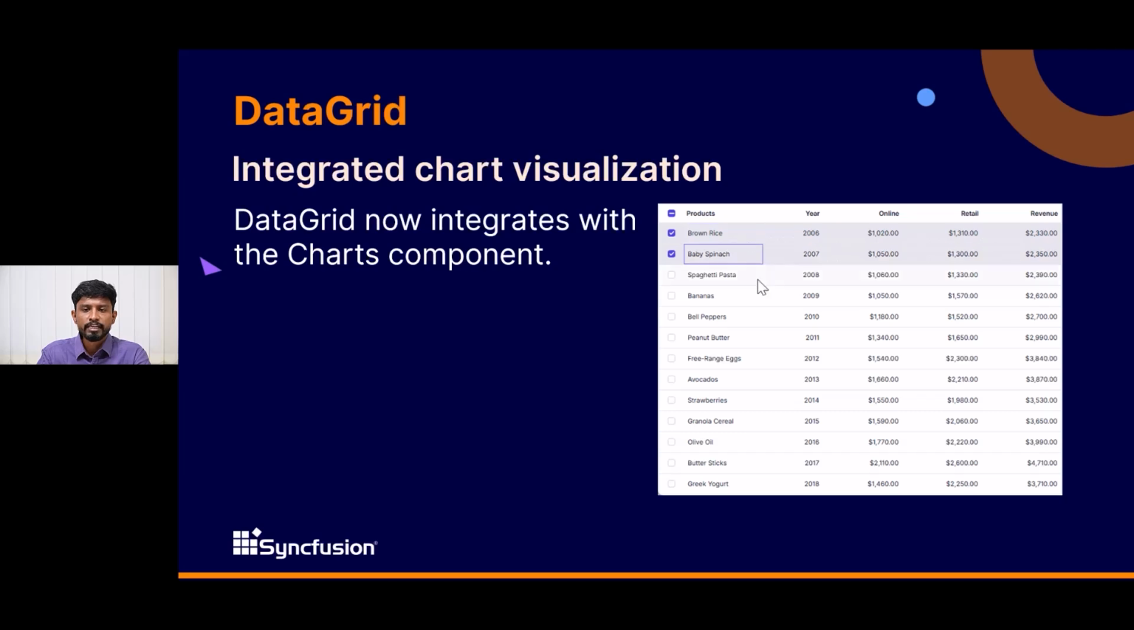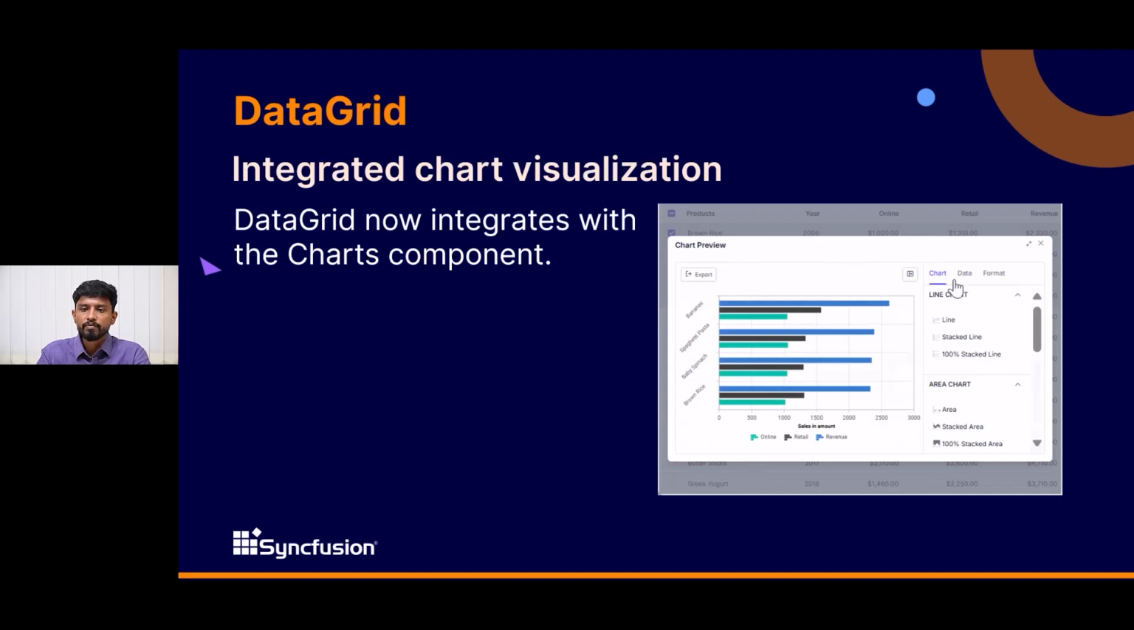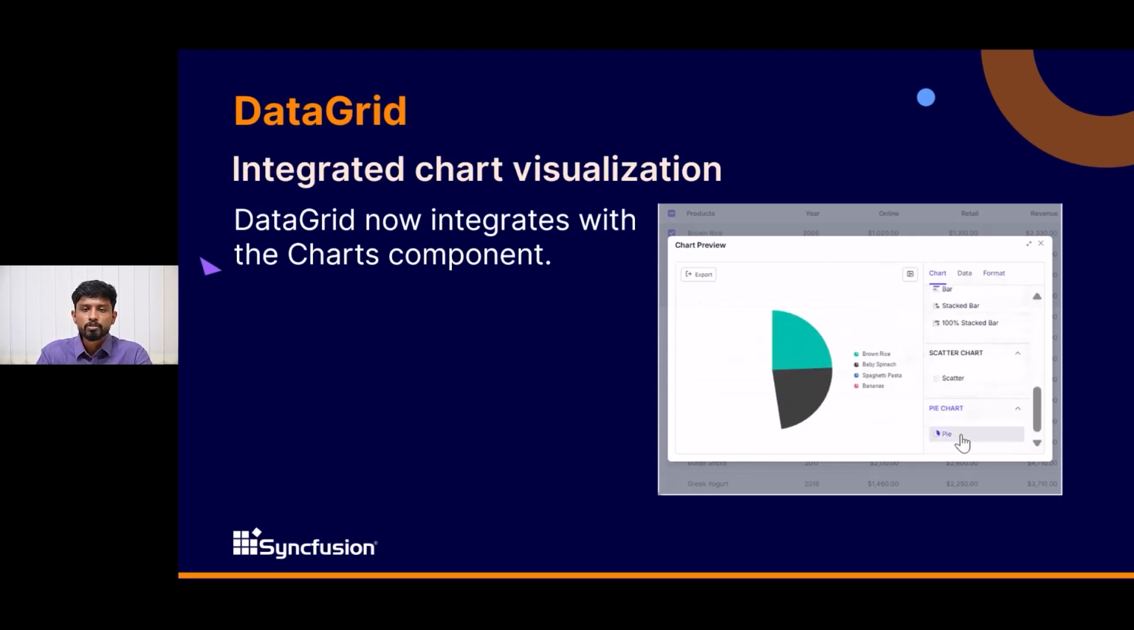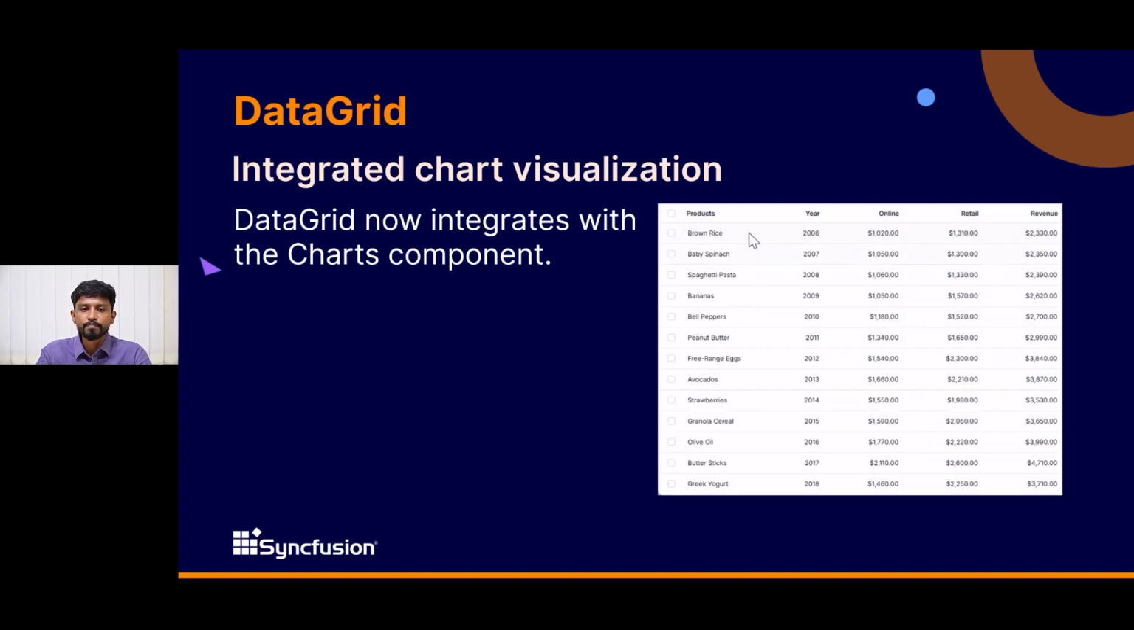Now we will move to the data grid. As you can see in the image, a set of data is selected and then converted into a chart. The React data grid now integrates with the chart component. It allows users to visualize selected grid data through interactive charts. Chart types, axes, and visual elements can all be customized. As you can see, a pie chart is displayed from the data selected from the grid.